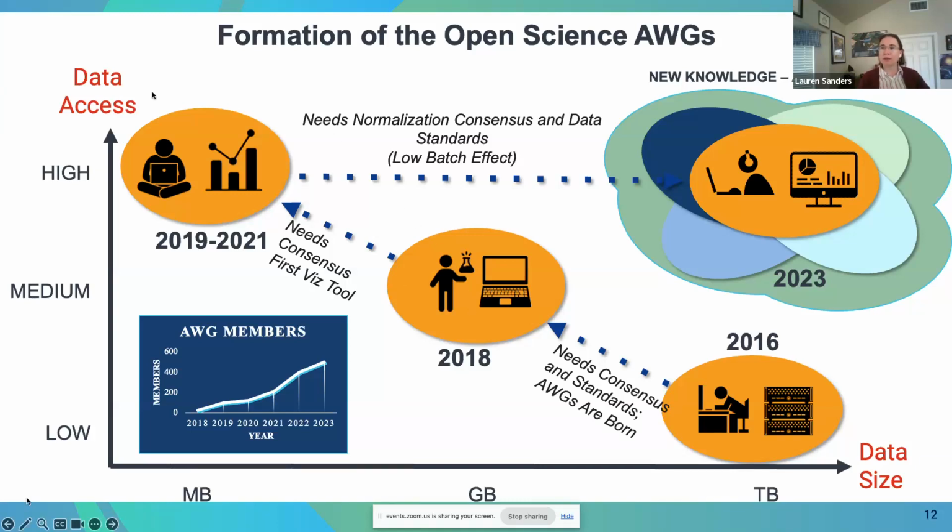Then when we realized it would also be very useful to have visualization and analytics tools to make the data access and reusability even higher, we continued working with the AWGs to provide feedback on those tools. And now, these days, what we've been working on is normalization, consensus, and data standards for larger meta-analyses or AIML analyses, which require lots of different data types to be merged together.